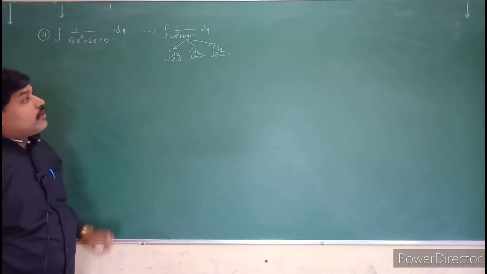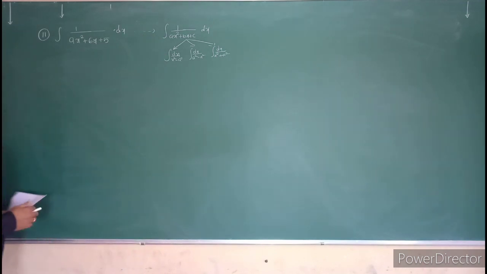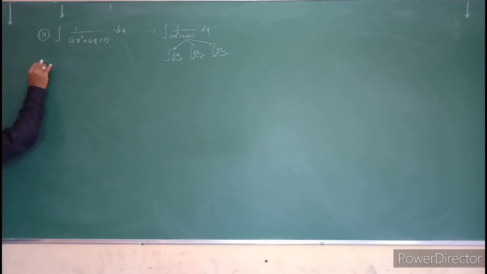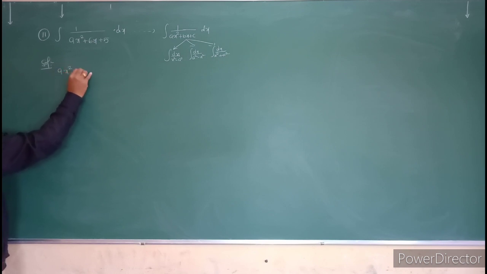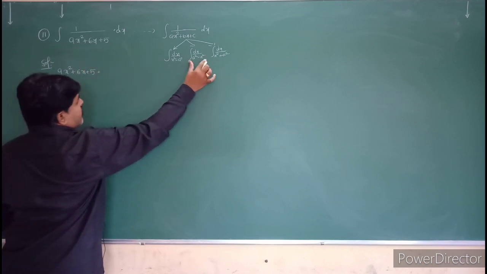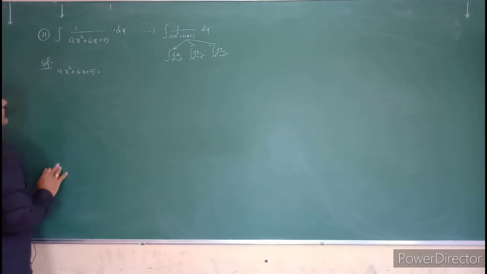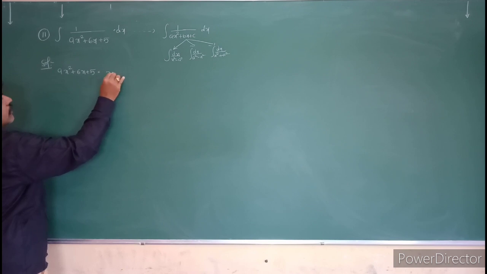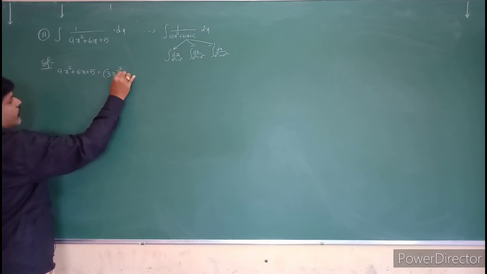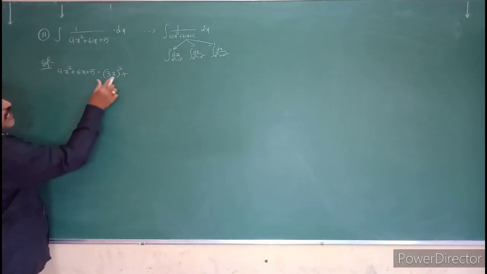Are you understanding that? So what I will do is take the denominator first. What is that? 9x square plus 6x plus 5. You have to convert it into this form: x square minus a square, or a square minus x square, or x square plus a square form. So what we will do first, this value I will write as 3x whole square plus, that is the a square.